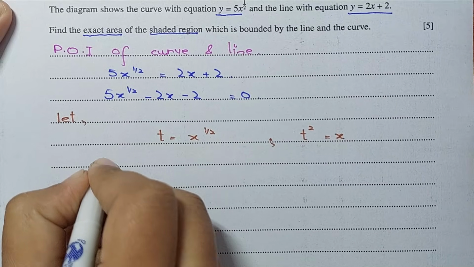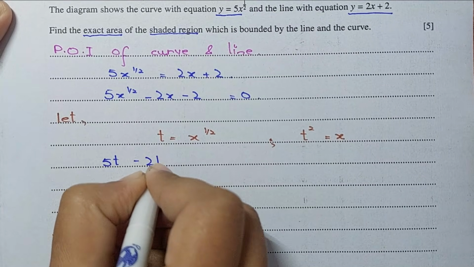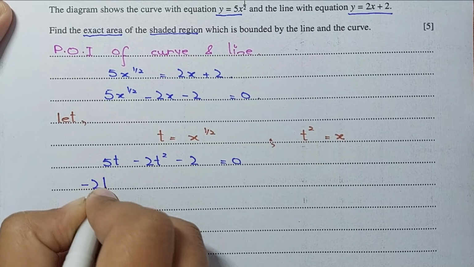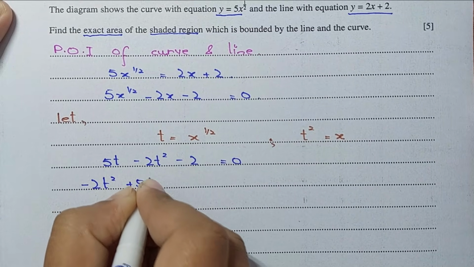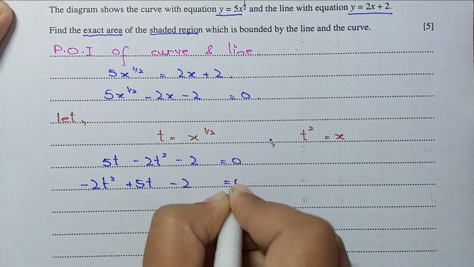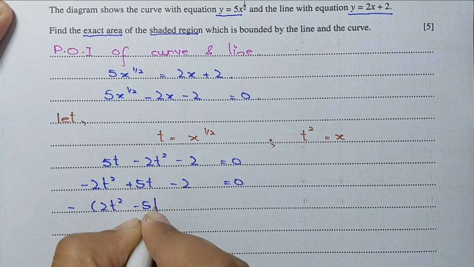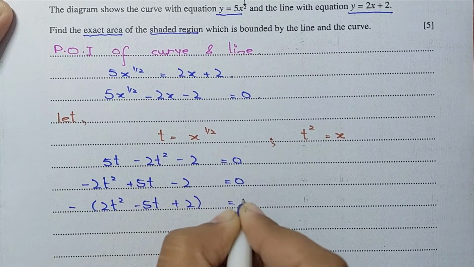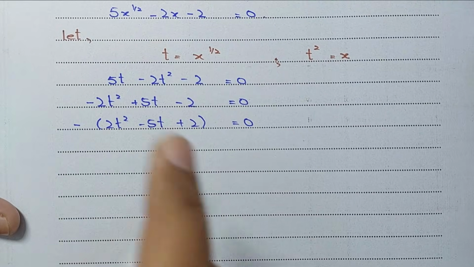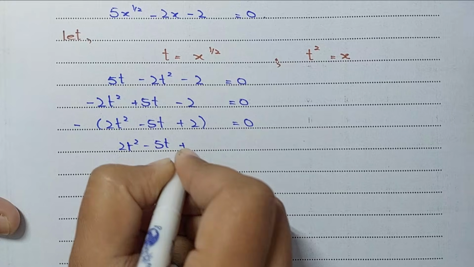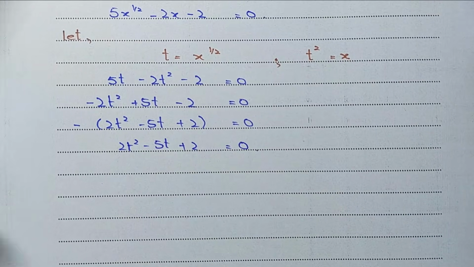Put it back. So 5t minus 2t square minus 2 equals 0, or minus 2t square plus 5t minus 2 equals 0. Take the negative sign common: 2t square minus 5t plus 2 equals 0. Now shift the negative sign to the other side: 2t square minus 5t plus 2 equals 0. Okay. Now this is a quadratic equation in the variable t.